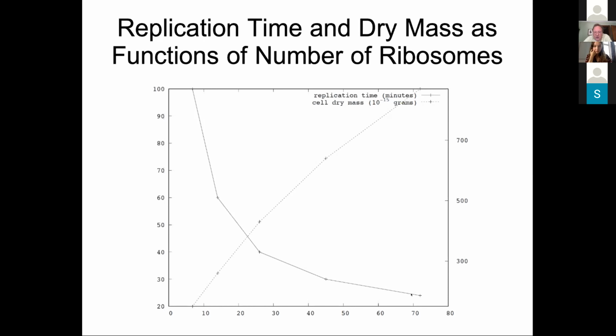The cells with the shortest replication time are both the largest and have the largest number of ribosomes, as many as 70,000 in a single cell. What's also funny about this, and I'll talk about this a little later, is that there aren't 70,000 copies of the gene encoding the ribosome. There are, in fact, only 7.